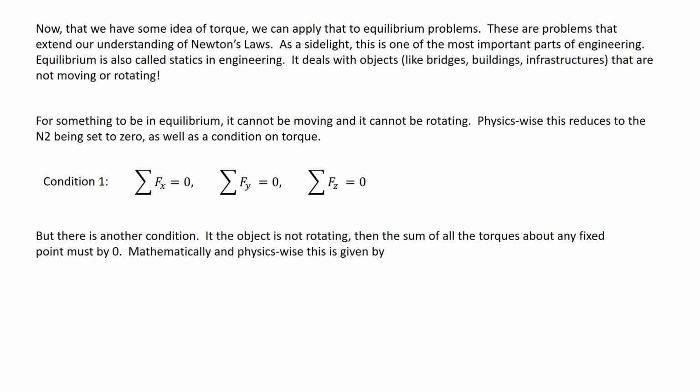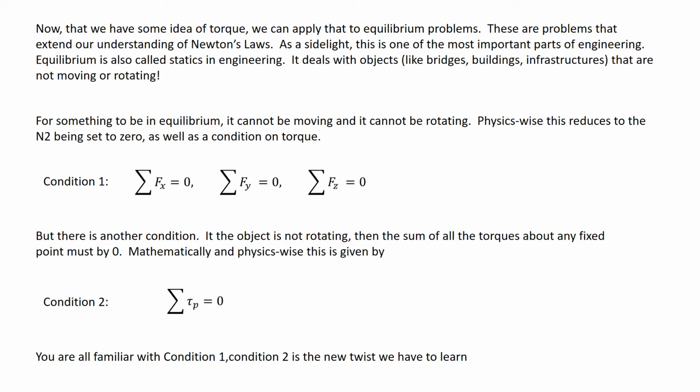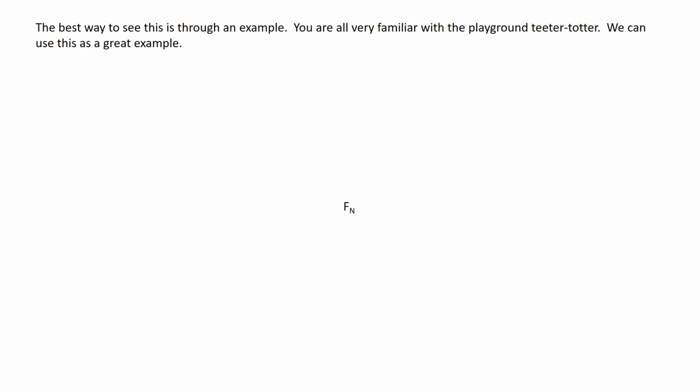There's another condition, though. If my object is not rotating, that means the sum of all the torques about any fixed point has to be 0. Mathematically, it's given by condition 2. The sum of the torques about any point has to add up to 0. You're familiar with condition 1. Condition 2 is the new twist that we're going to have to learn. The best way to see this is through an example.